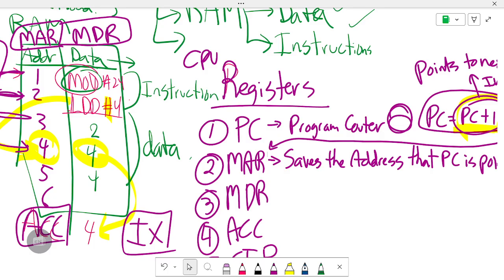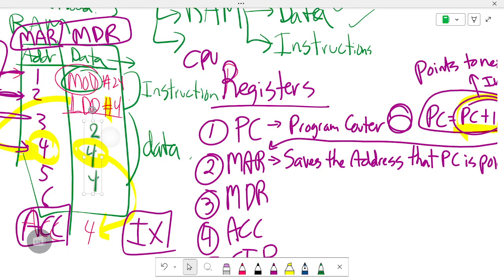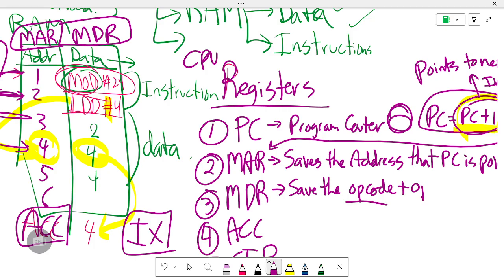The next thing is we have the memory data register. Sometimes we just have data, which is opcode, and sometimes we have instruction plus data. This data is put into the memory data register. Okay? It's like a variable, a fast RAM within the CPU. In the memory data register, we save the opcode. Opcode is the instruction plus the operand.